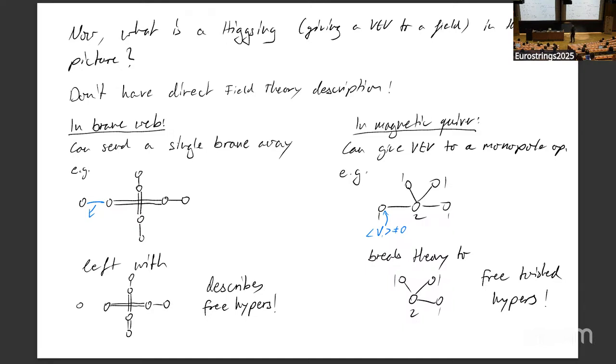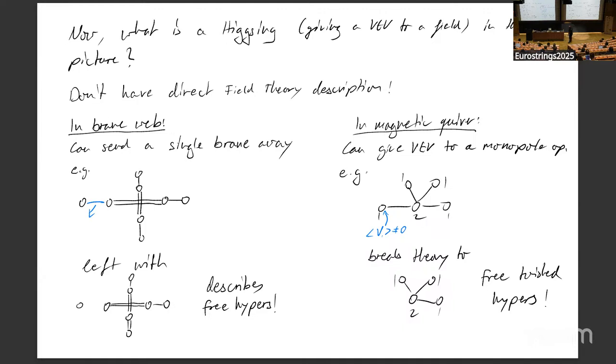And of course, we don't have any direct field theory description for our 5D SCFTs. But in our brane picture, we can take our brane web, and we can just take one of these segments, send it away, and we just see what remains. That's a Higgsing in a brane picture. And we're left with this down here, which describes free hypers. This is obvious if you know about brane webs, and if you don't, that's fine, just believe me.